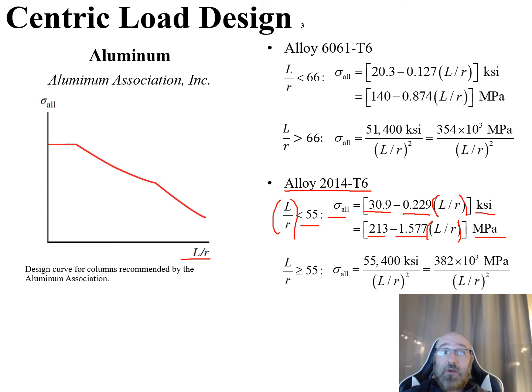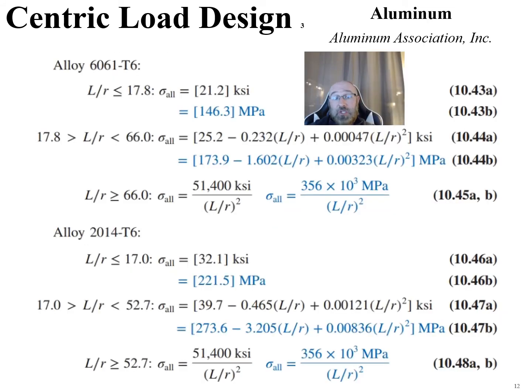Now, if this is going to be greater than or equal to 55, then we have the case down here that our sigma allowable is going to be equal to 55,400 ksi, so units of ksi, all over L over r, slenderness ratio, squared, or for MPa, it'd be 382 times 10 to the third divided by our slenderness ratio, L over r, squared. So these relationships for our slenderness ratio and our allowable stress for our aluminum are shown in our textbook in equations 10.43 through 10.48. We can see this is for our alloy 6061 T6 and for our alloy 2014 T6.